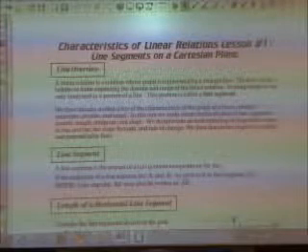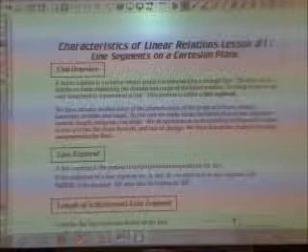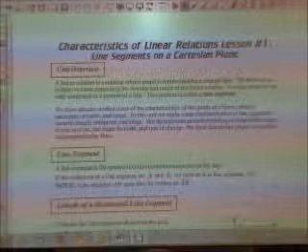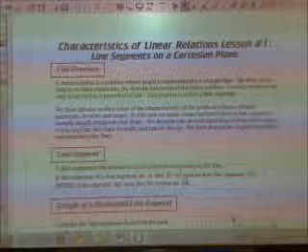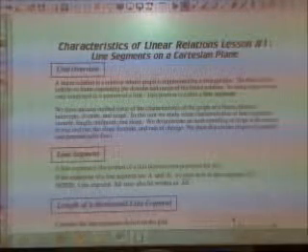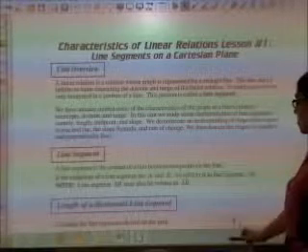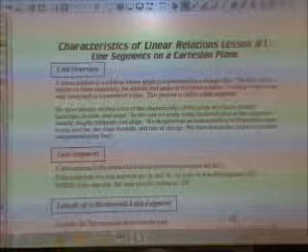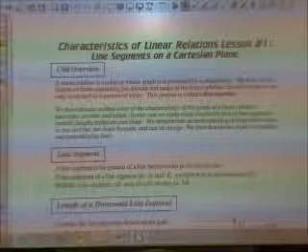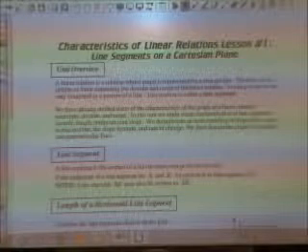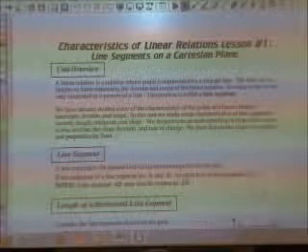So this is Chapter 8, Lesson 1, Characteristics of Linear Relations, looking at line segments on a Cartesian plane. So again, in review, a linear relation is a relation whose graph is represented by a straight line. The line could be an infinite line, meaning it extends indefinitely, or it could be finite, meaning it has a starting and a stopping point. In some cases, we're only interested in part of the line. We call this a line segment.